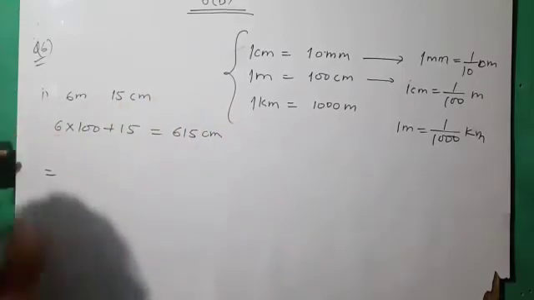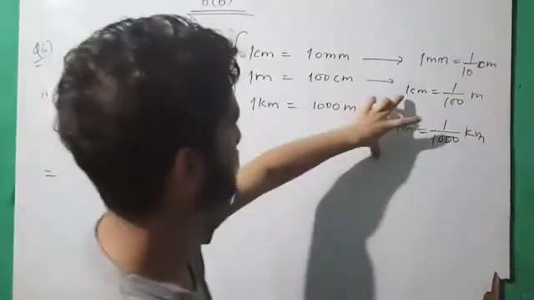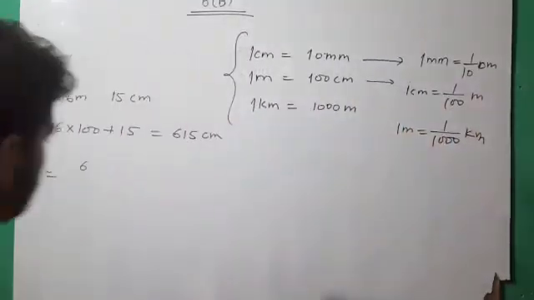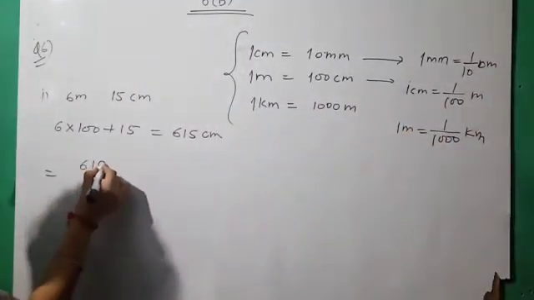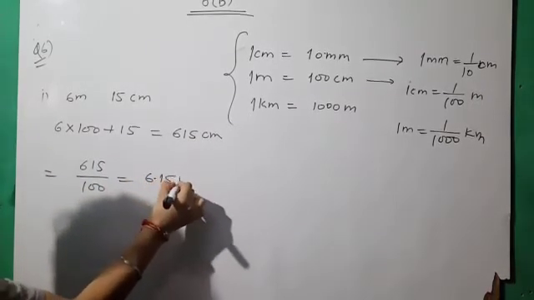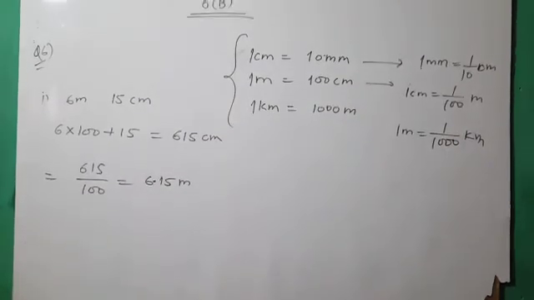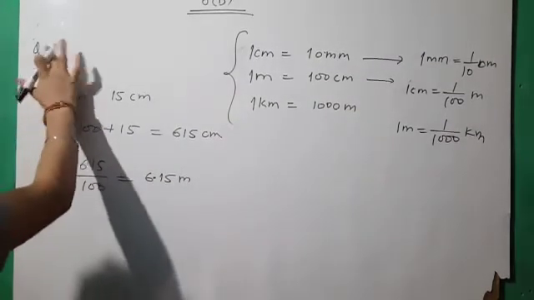Now we have to convert this value into meter. So for meter we just have to divide centimeter by 100. So 615 divided by 100 becomes 6.15 meter. So this is question number 5.